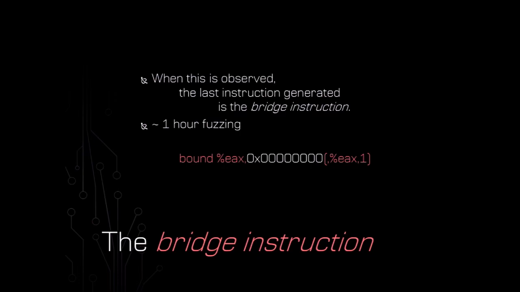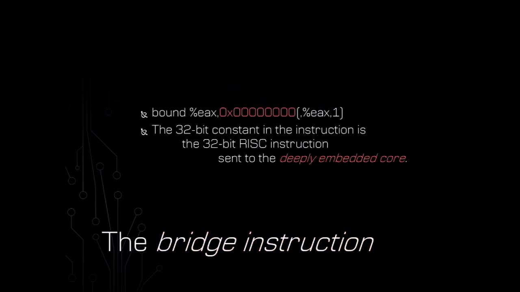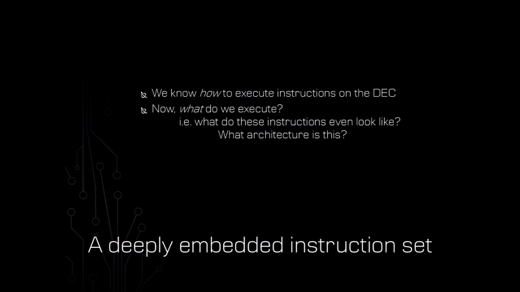We've found a way to send commands to that x86 core, or to that RISC core embedded alongside the x86 core. So it takes about a full hour of fuzzing to find this, but what SandSifter uncovered was that a bound EAX instruction in x86 is able to send instructions over to the RISC core after that core has been activated. Specifically, bound EAX has a 32-bit constant value in it, and it's this 32-bit constant value that forms the actual RISC instruction that will be sent to that deeply embedded core that might be able to bypass processor security checks.